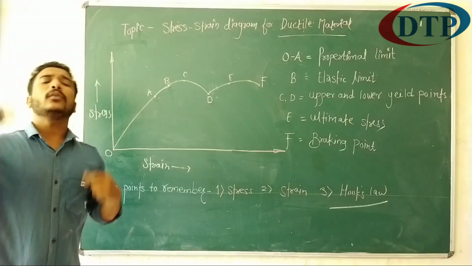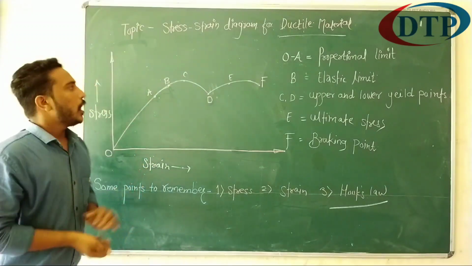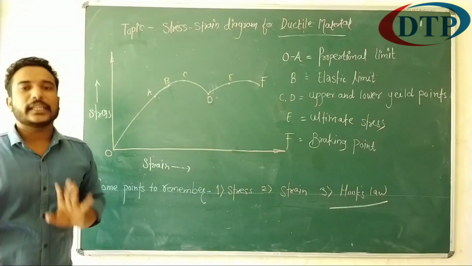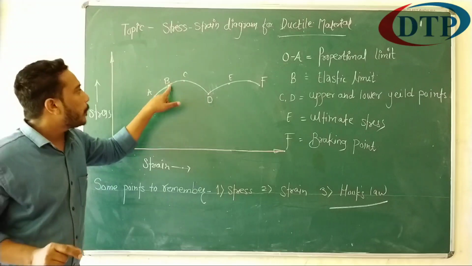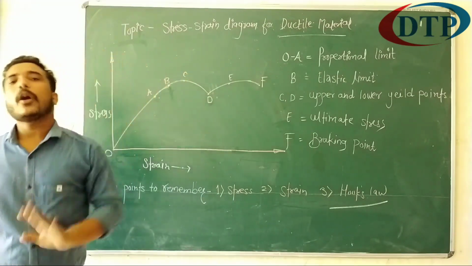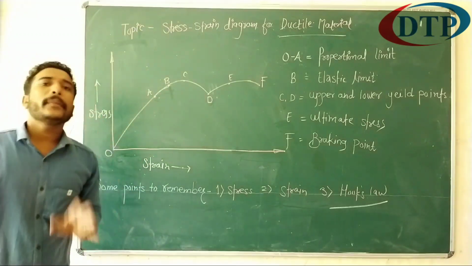Up to this point, if the load is removed, the body regains its original size and shape. That means up to point B, the material possesses the property of elasticity.